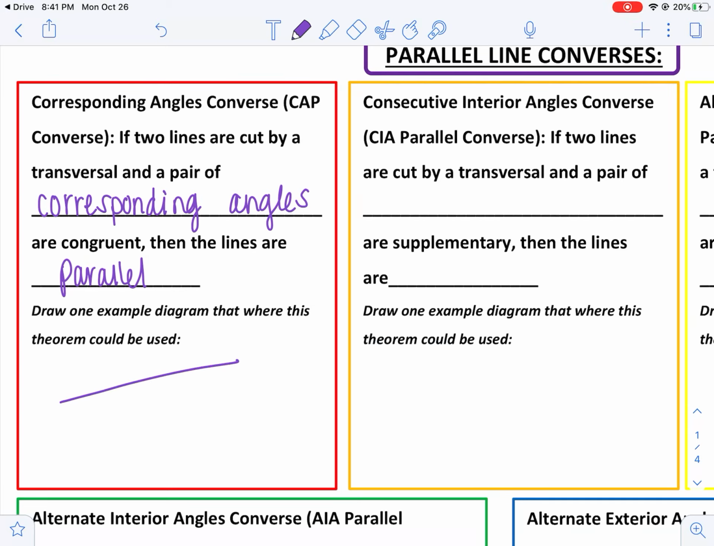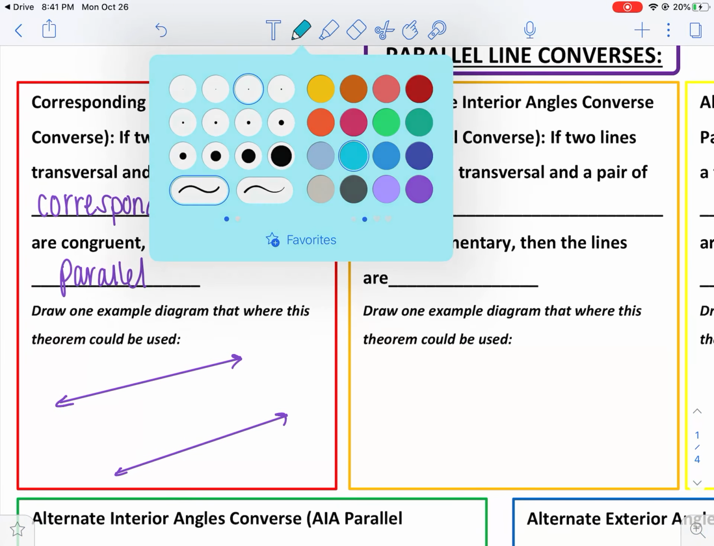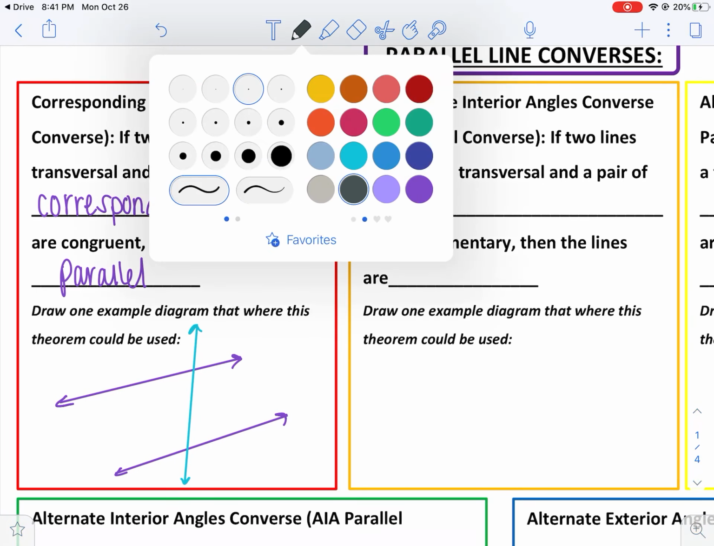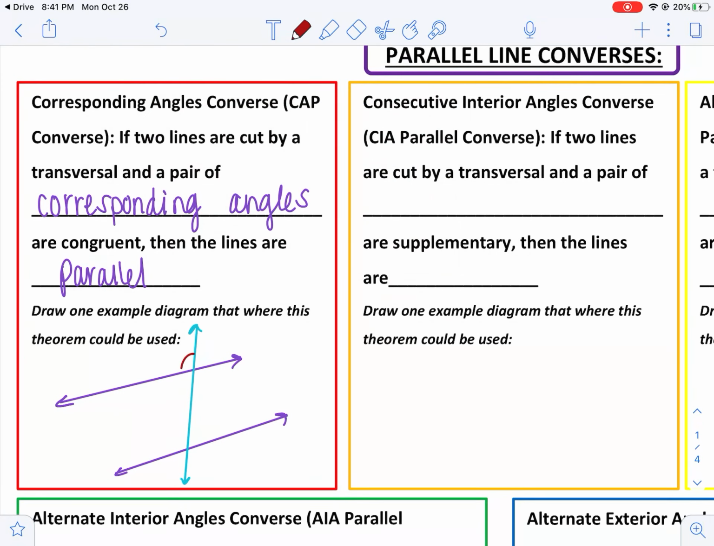So, say I've got some lines that just slightly look a little bit not parallel, okay? And then I've got this transversal. Those two lines were cut by my transversal, okay? If I know, we'll use a better color, if I know that these corresponding angles are congruent, then that is enough to tell me that these lines are parallel, okay?